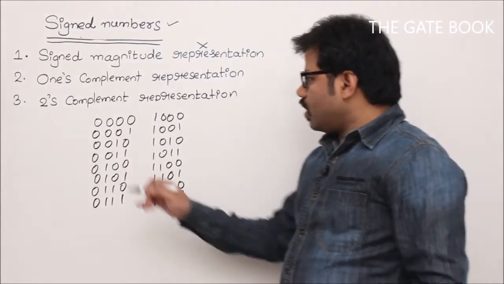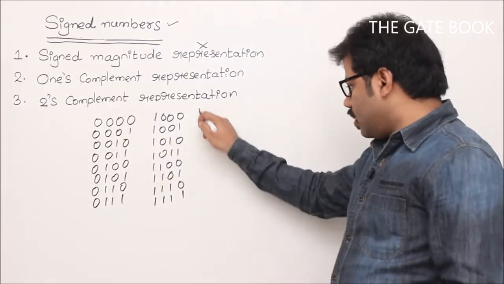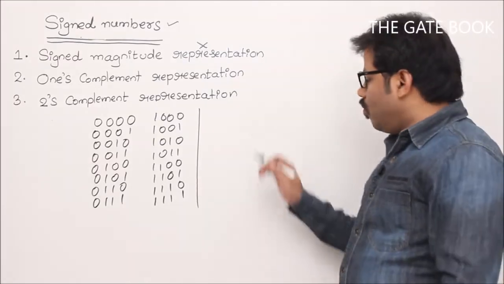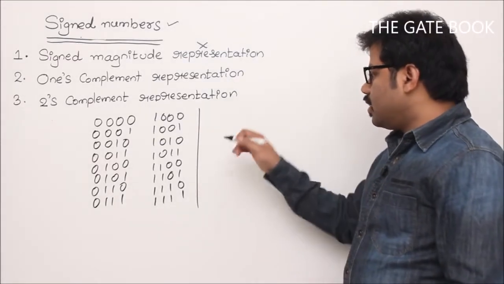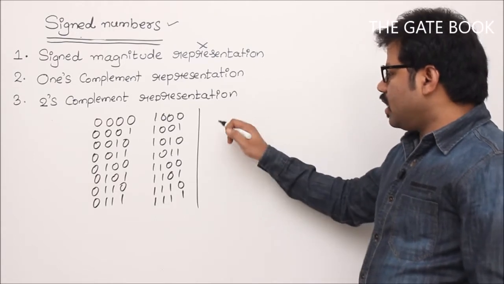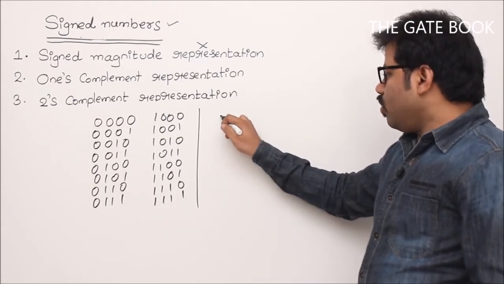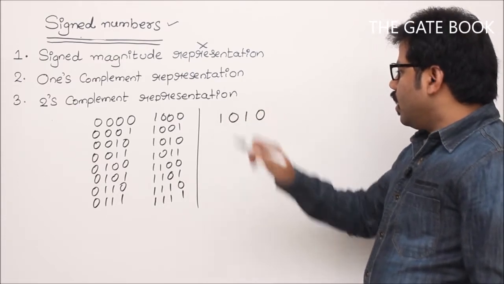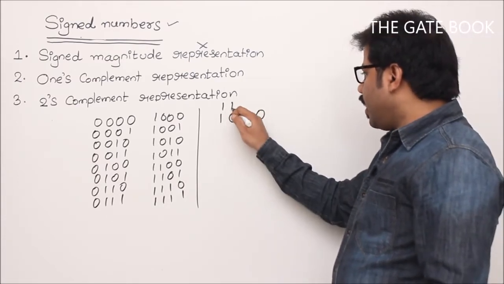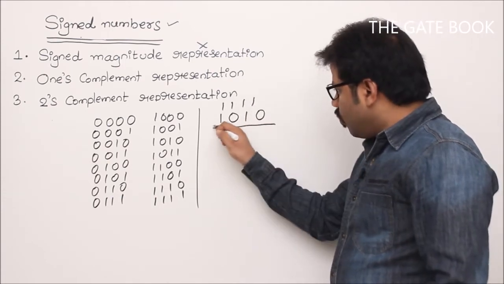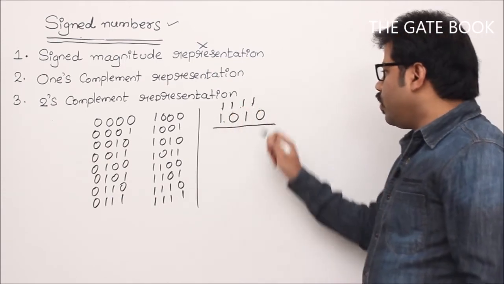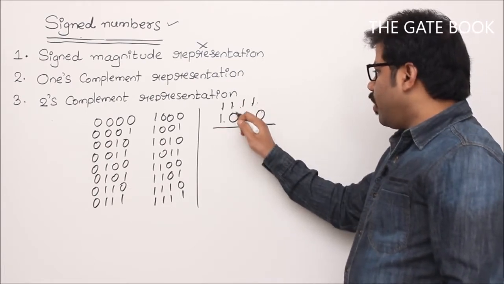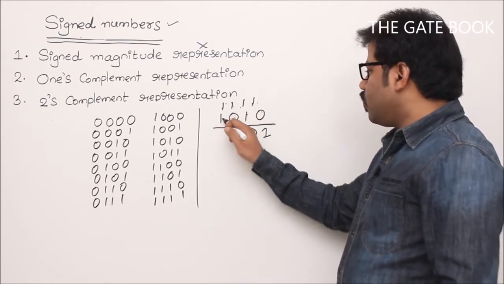Now first of all, to understand ones complement representation, you should understand the ones complement concept. I will tell you. Ones complement in mathematics, especially for a binary pattern, is like this. When you have a binary pattern like 1 0 1 0, its ones complement is nothing but subtracting 1 0 1 0 from all ones. That's it. Try to do it: 1 minus 0 is 1, 1 minus 1 is 0, 1 minus 0 is 1, 1 minus 1 is 0.